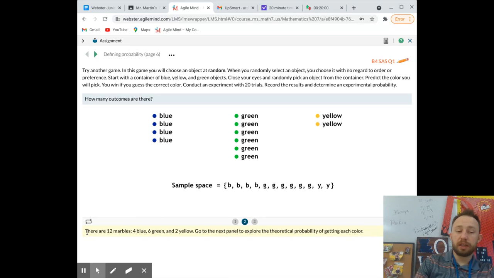So read that down there for us, Najela. There are 12 marbles, 4 blue, 6 green, and 2 yellow. Go to the next panel to explore the theoretical probability of getting each color. All right, so I want y'all to think about that. How would you determine the theoretical probability of getting a blue? What do you think, Sarah?